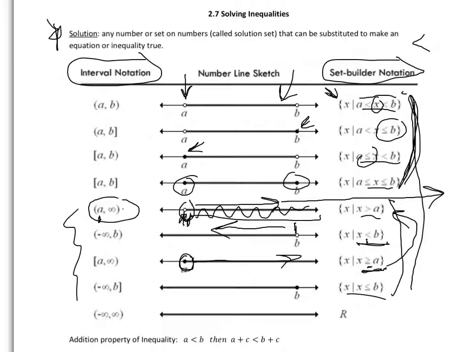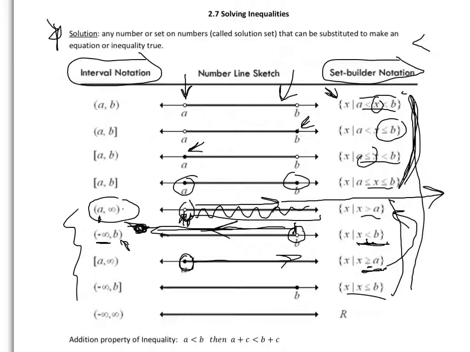Well, we start from left to right again, but we're going all the way from negative infinity, which is way out to the left. So we start at negative infinity, going up all the way to b. We're not including b because we have less than, so we have that parenthesis.